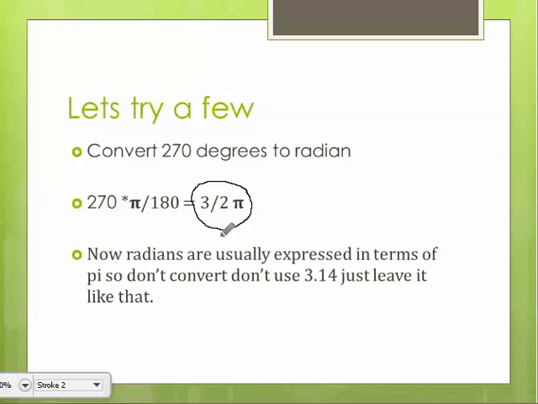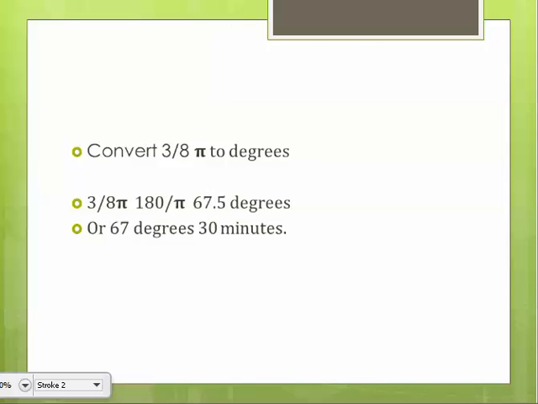Okay? So, having said that, let's convert one from radians to degrees. So if we got 3 over 8 pi radians, and we want to convert that to degrees, we multiply it times 180 divided by pi. The pi's will cancel out. 180 times 3 divided by 8 is 67.5 degrees, or 67 degrees and 30 minutes. Okay? Either way you would like to express that, that would work for me.